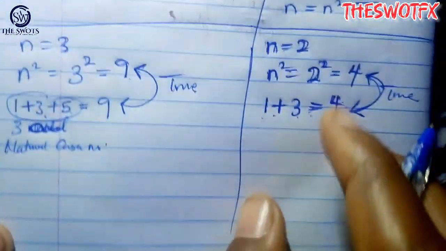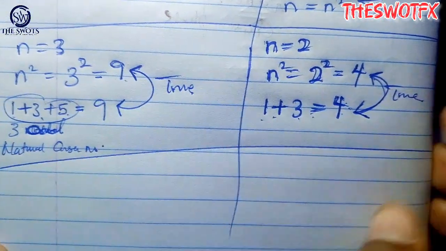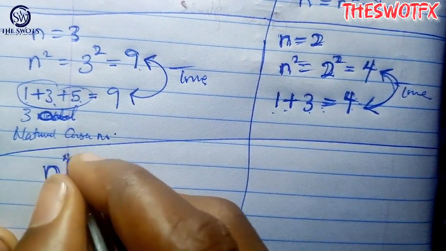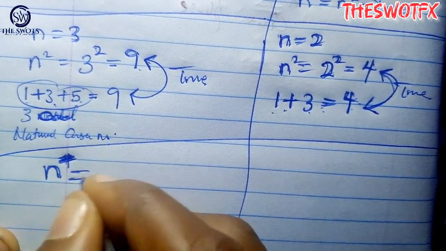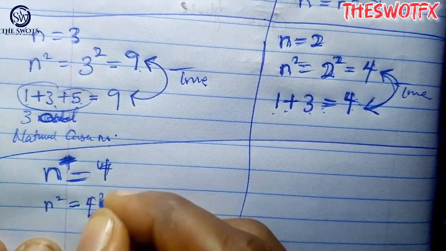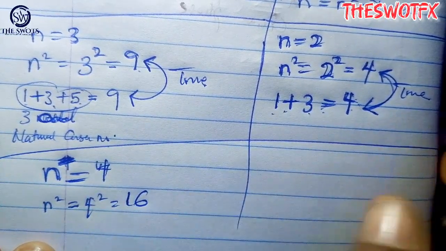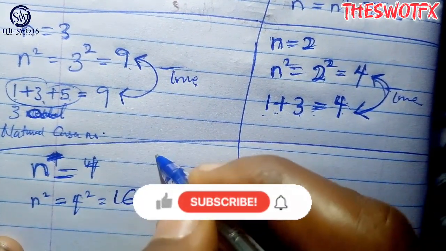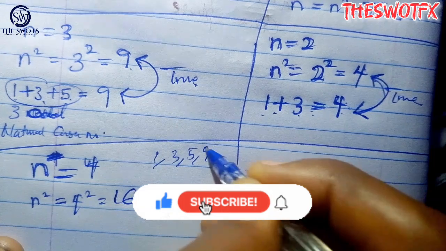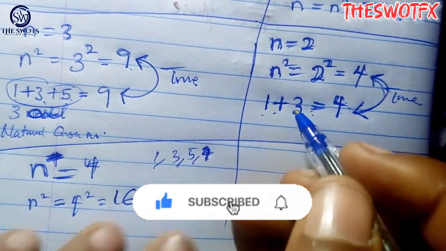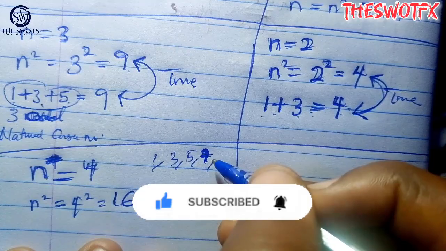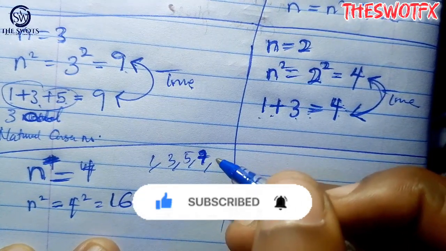Let's take a look at more cases. When n is equal to 4, n squared is 4 raised to power 2, that's 16. So what are our odd numbers? We have odd numbers 1, 3, 5, 7. Do we have 7? What else again?